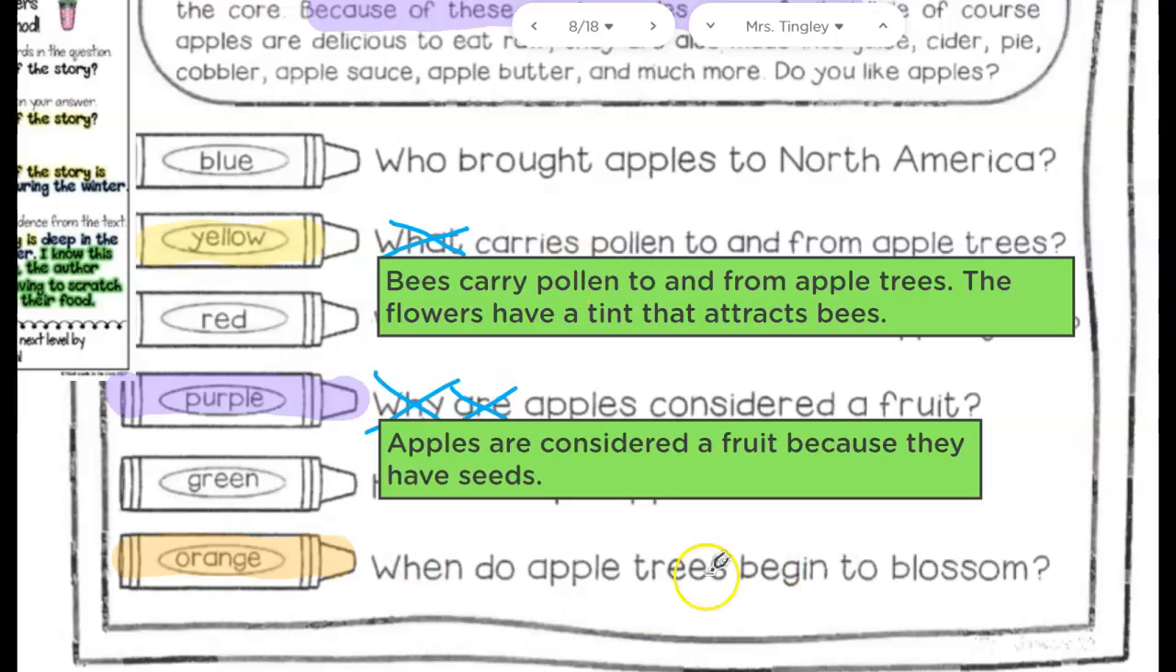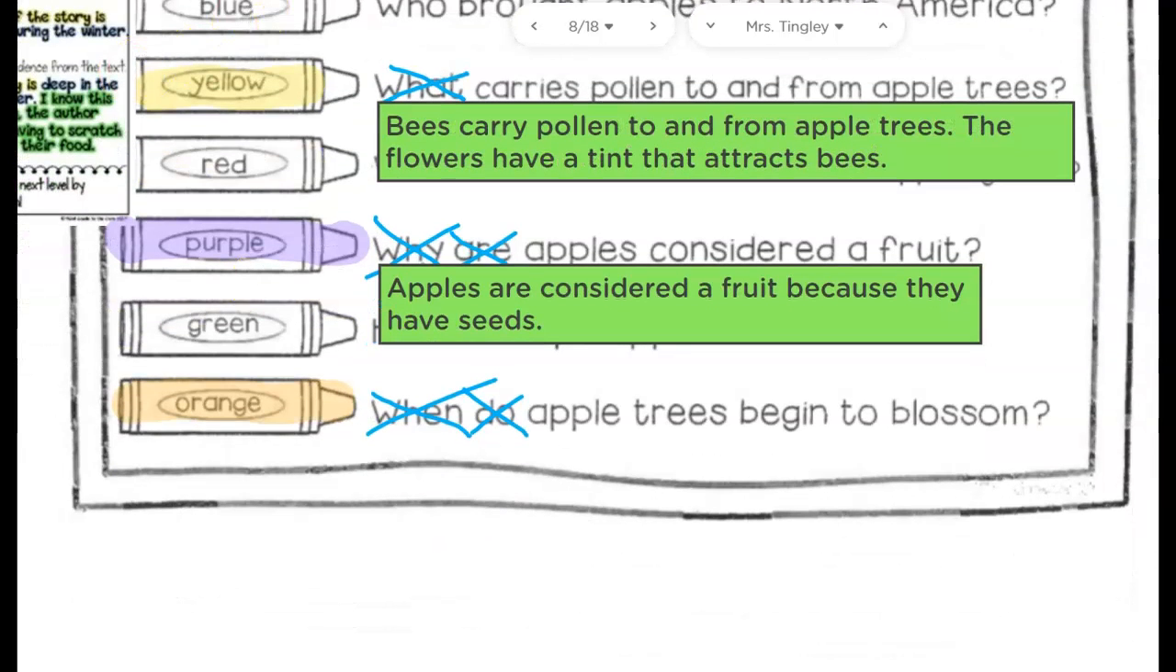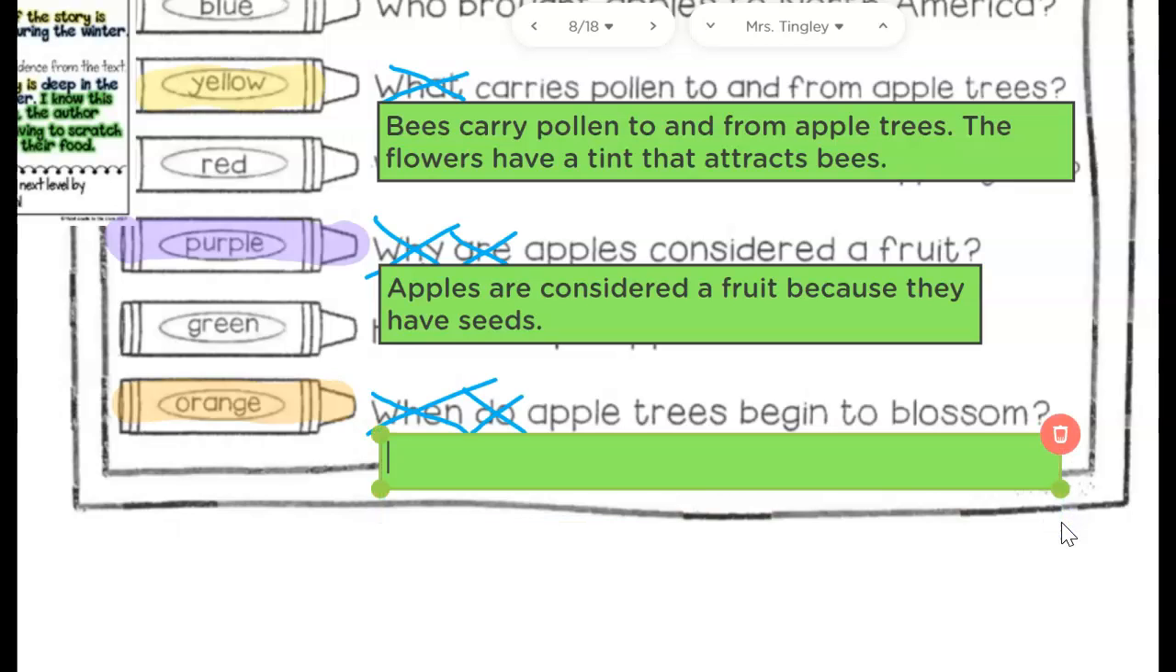So when do the apple trees begin to blossom? That's in the spring. First I need to cross out my question words. When do? Then I need to use the rest of the words in the question. Apple trees begin to blossom. And then I can provide my answer. In the spring.